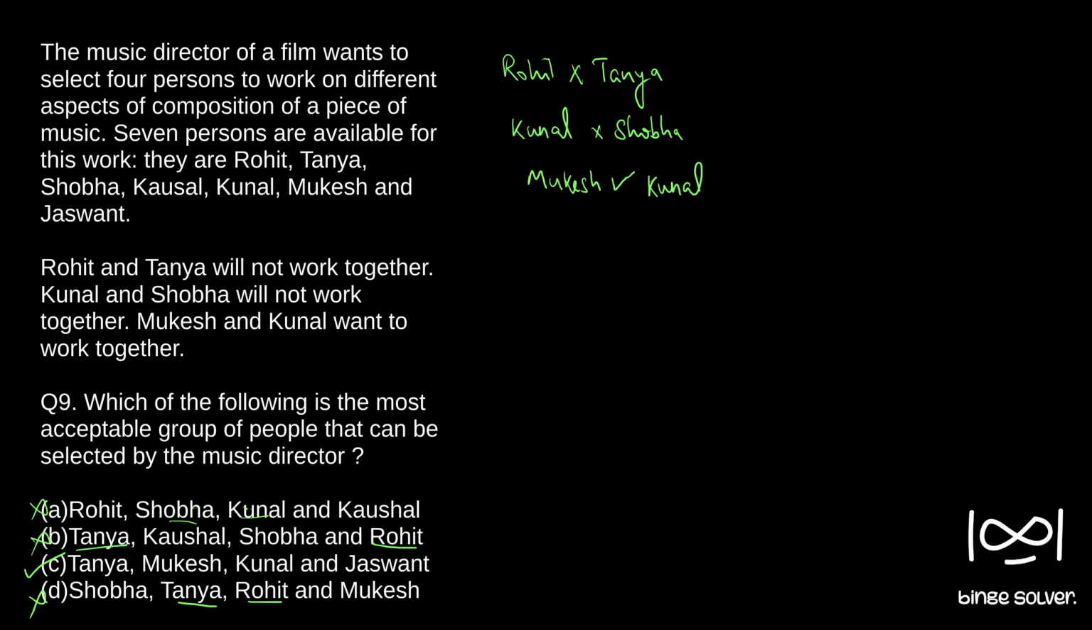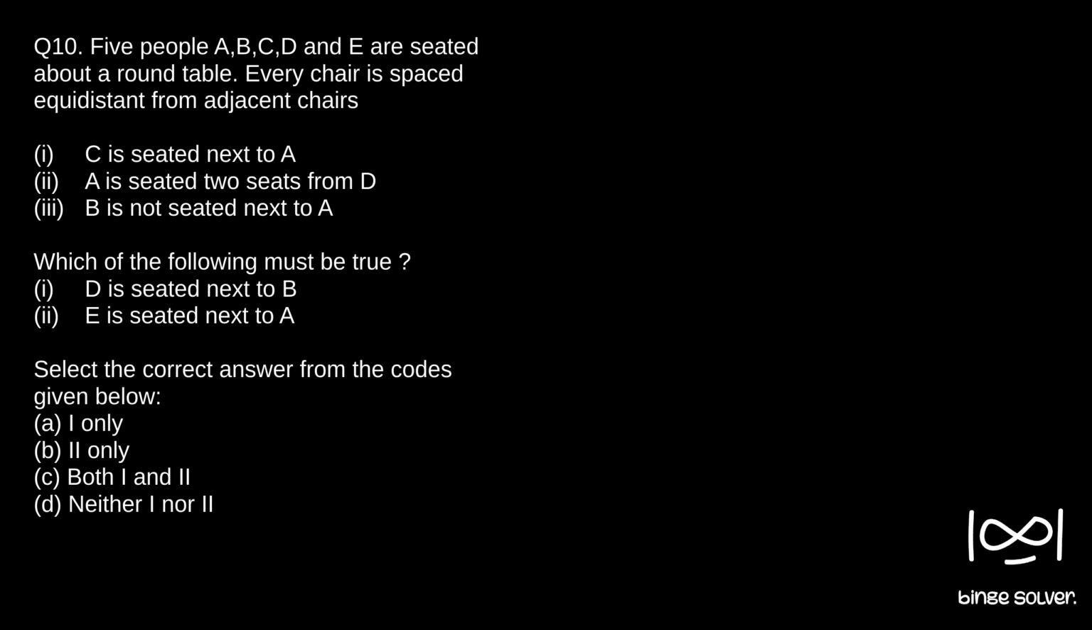Next question, question 10. 5 people A, B, C, D and E are seated around a round table. Every chair is spaced equidistant from adjacent chairs. So some information is given, and we will draw the table. We need 5 positions, right? 1, 2, 3, 4, and 5. I know it is not equidistant, but okay, anyway.